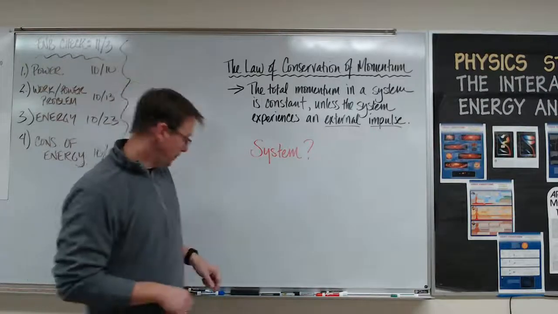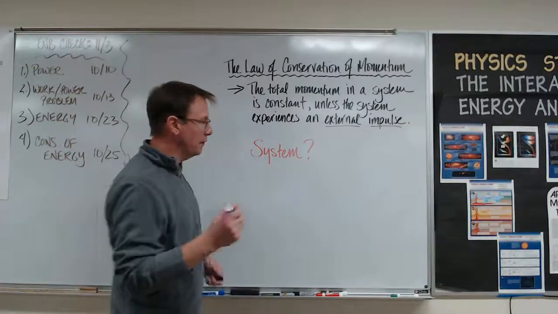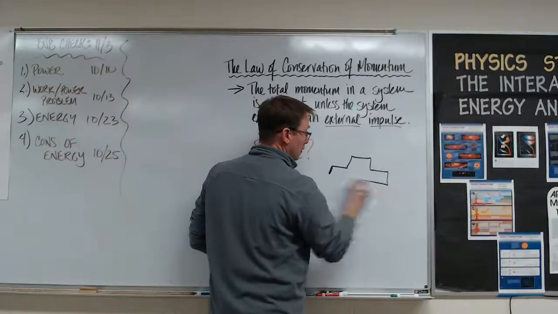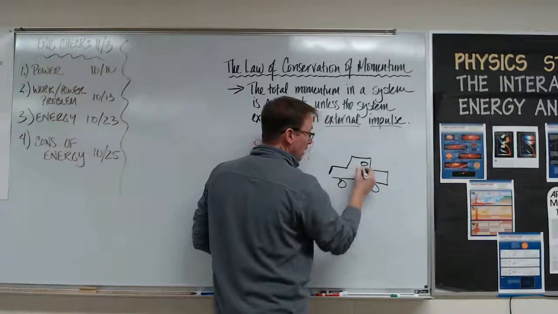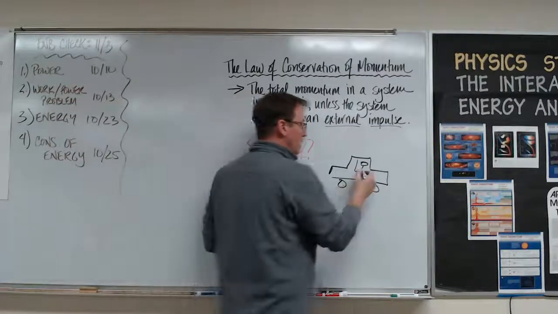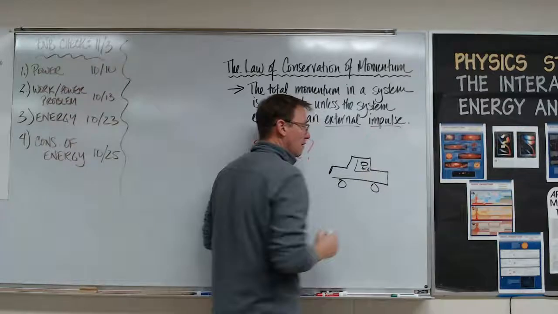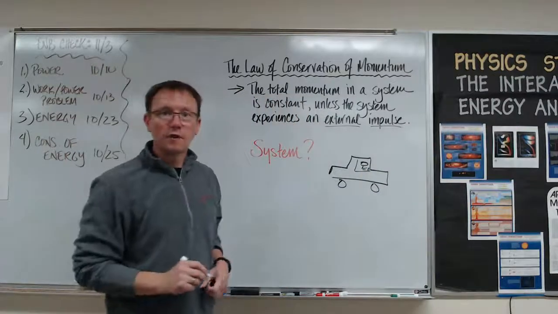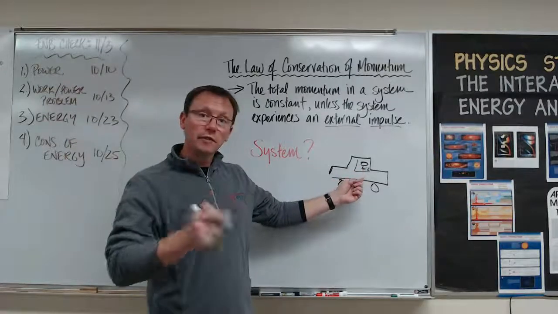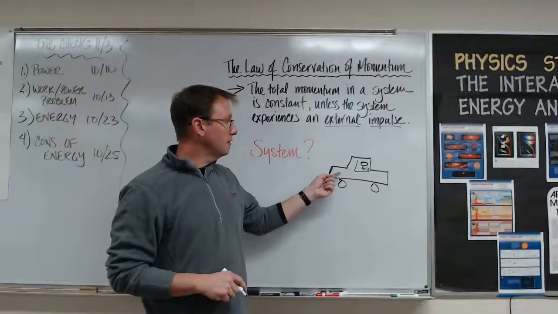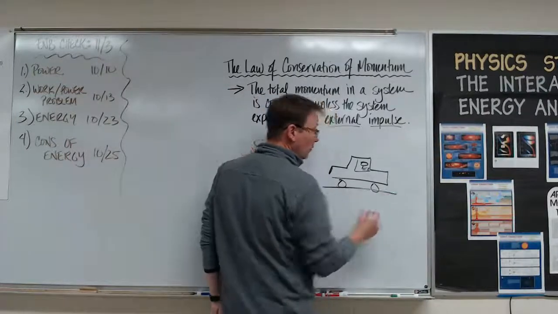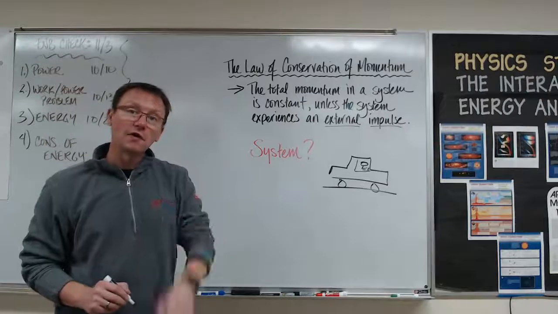So I'll give you an example. Let's imagine for a minute that you were in a car. All right, so here's your car, and here's you inside, right? So there's you inside, driving along, everything's great. What's the system here? It can be anything that we decide. We could decide that the system was just you if we wanted to. We could decide that the system was both you and the car. We could decide that the system was both you and the car and the earth below you if we wanted to.